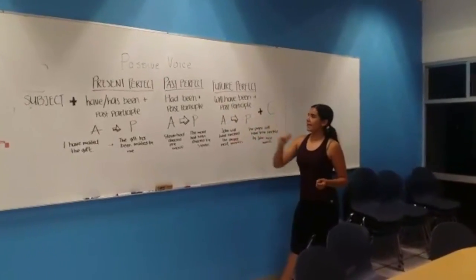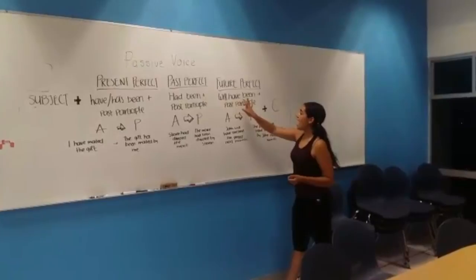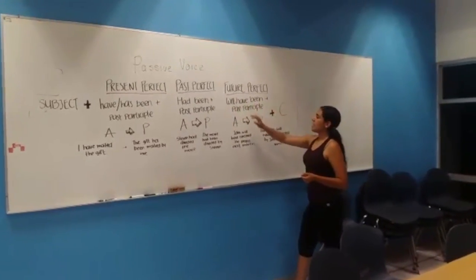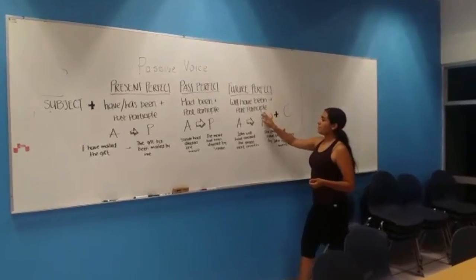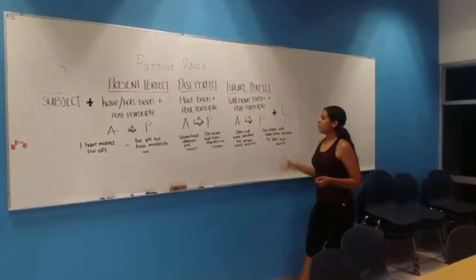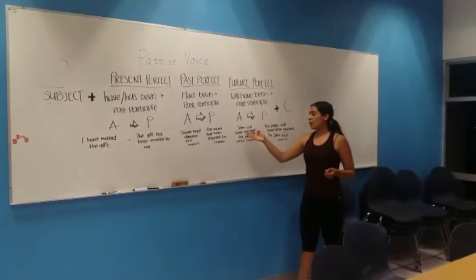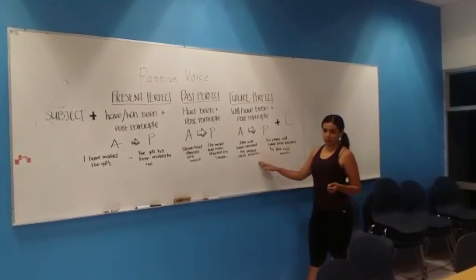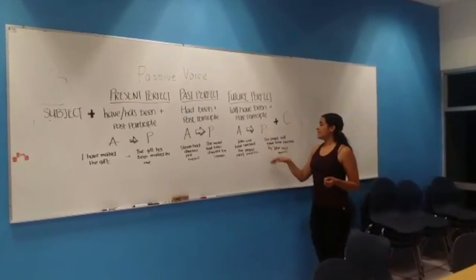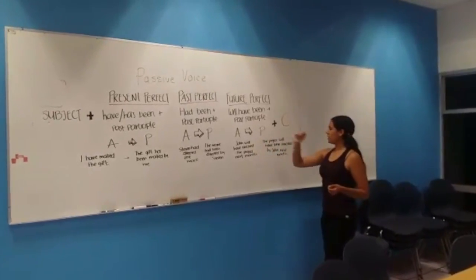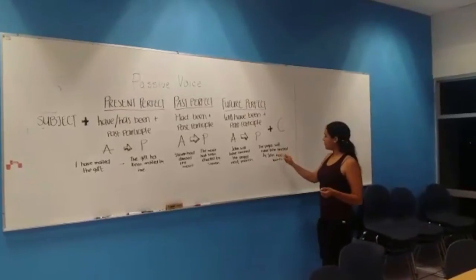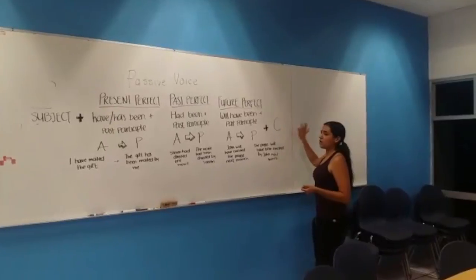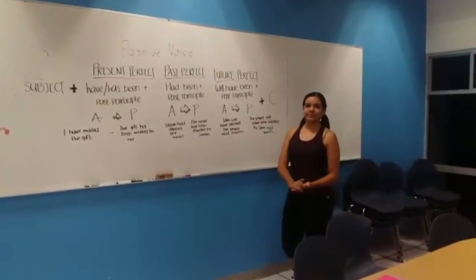And now, future perfect. Start with the subject again, and will have been is the future auxiliary, plus the verb in past participle too. For example, in active: John will have finished the project next month. To passive: The project will have been finished by John next month. That is a complement, and that's all.